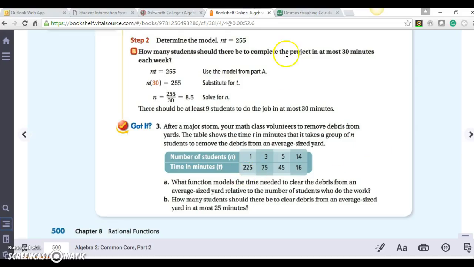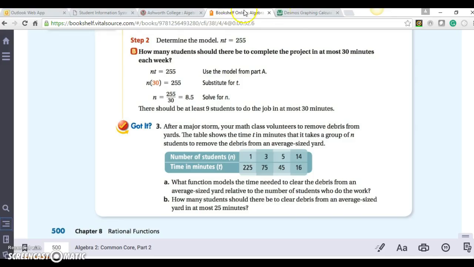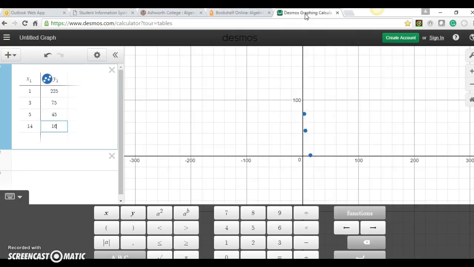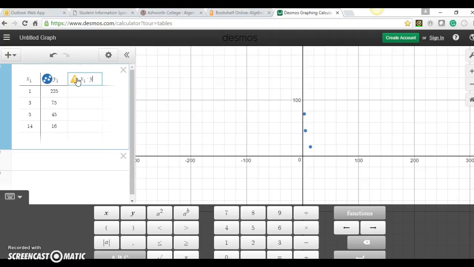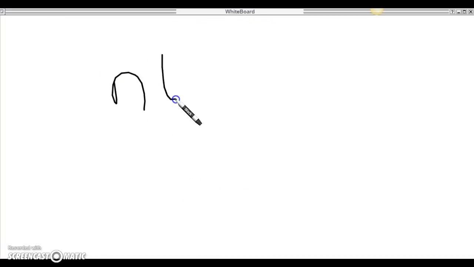And the time is 225, 75, 45, and I forgot the last number, 16. Okay, and I can just come over here and say x1 times y1, and it gives me my values. And as you can see, here's my graph as well, and most of the time I am at 225. So that means that my function is NT equals 225.